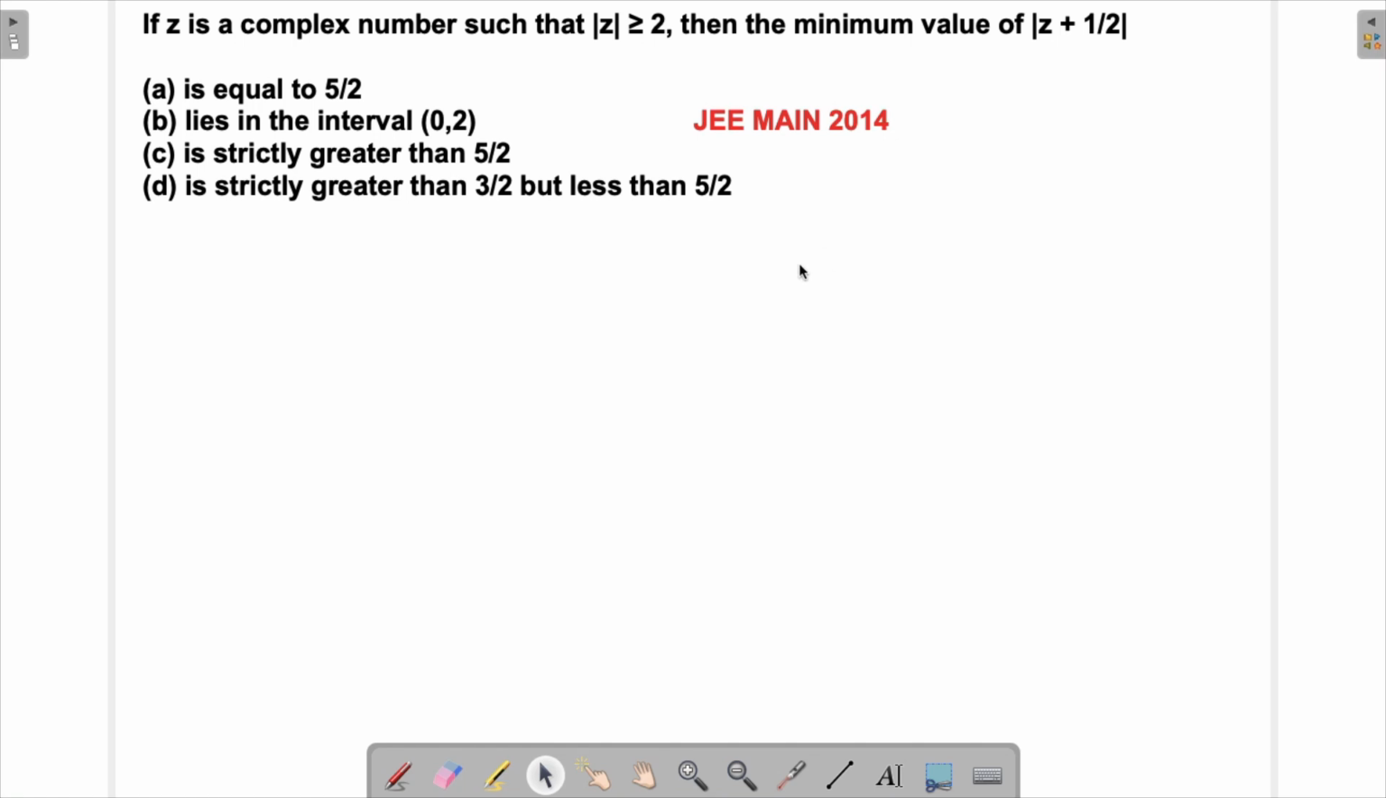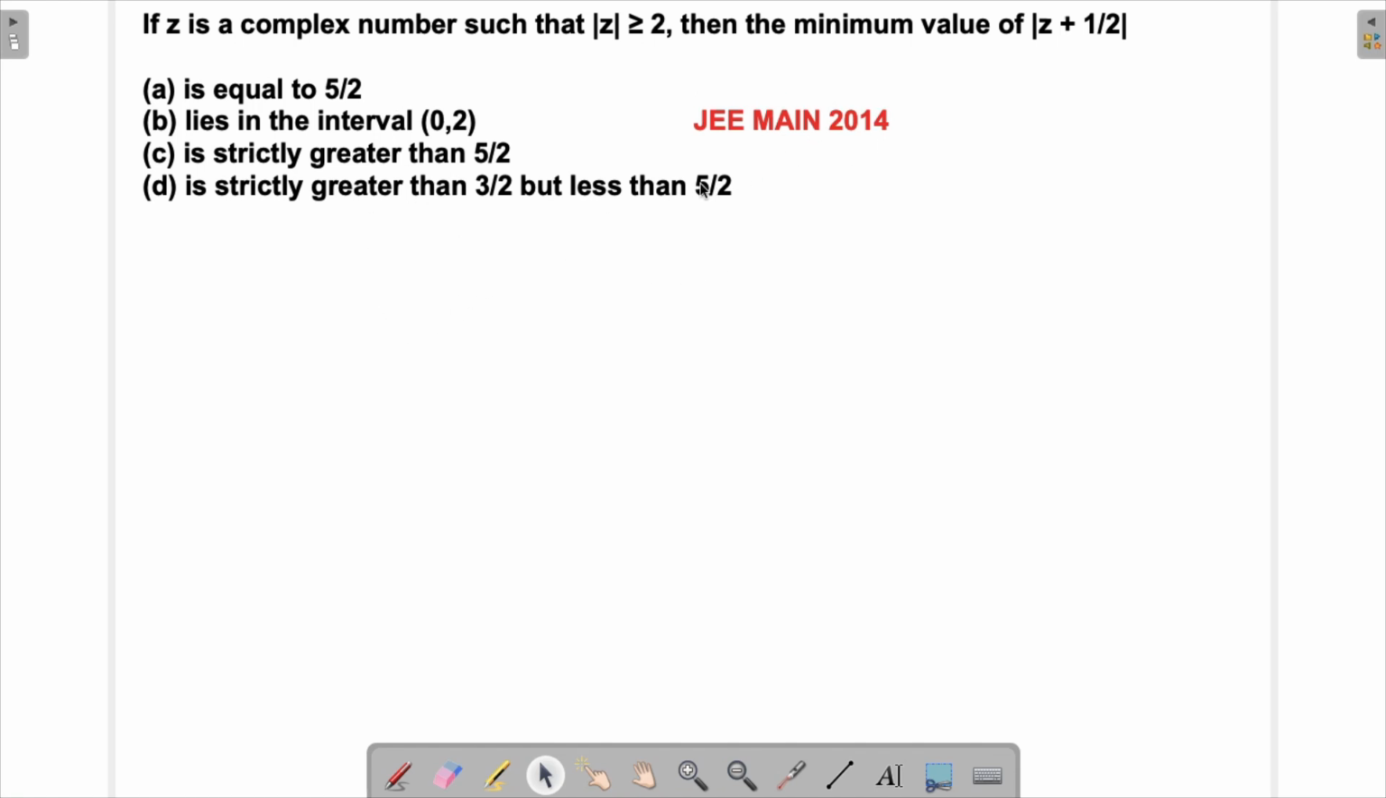Let's solve a problem which appeared in JEE Main in 2014. In this problem, we have been given that z is a complex number such that mod of z is greater than or equal to 2. And we have to find the minimum value of the modulus of z plus half. All right. So then there are certain options given.